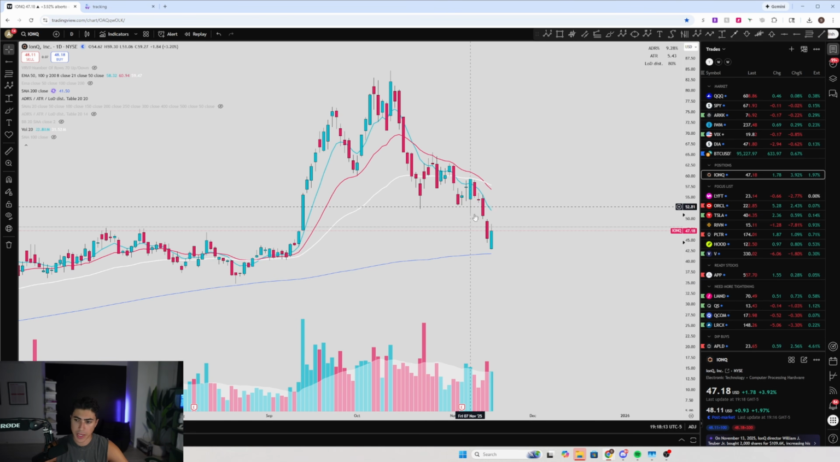So that's what I was thinking about on IONQ. And this one was at the 200 SMA. It opened like that in the morning. Now, I'm not just buying randomly in the morning saying, okay, this is going to bounce. What am I doing? I'm waiting for a specific confirmation, and this is called a red dog reversal, an RDR.